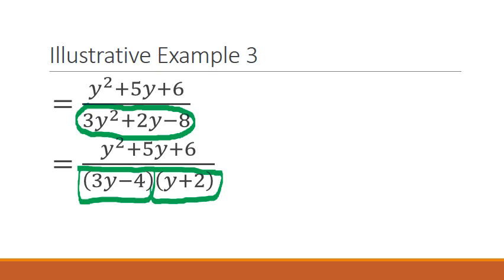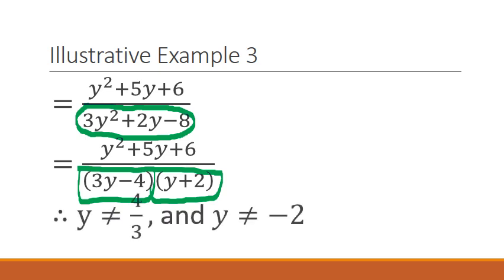Now, if we equate 3y minus 4 to 0, we have 4 over 3. While the other one, y plus 2, we equate it to 0. That will give us the value of negative 2. Okay, that's how we do it. Now we have the values for the excluded ones. We have 4 thirds and we have negative 2.